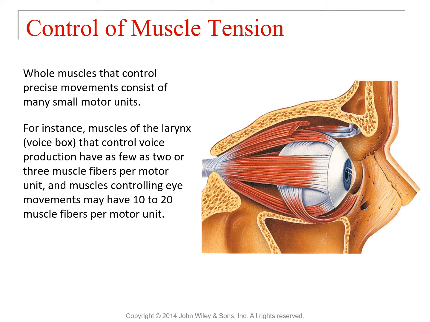Okay, so if you have precise movements, they're going to have lots of small motor units. Muscles of the larynx that control voice production will only have 2 or 3 muscle fibers per motor unit, and this results in a lot of precision. If you think about voice production, the tension that's generated on the vocal cords is what causes changes in pitch. The different sounds that you make as you talk are really controlled by the muscles of the mouth, but also the position of the larynx as you talk.